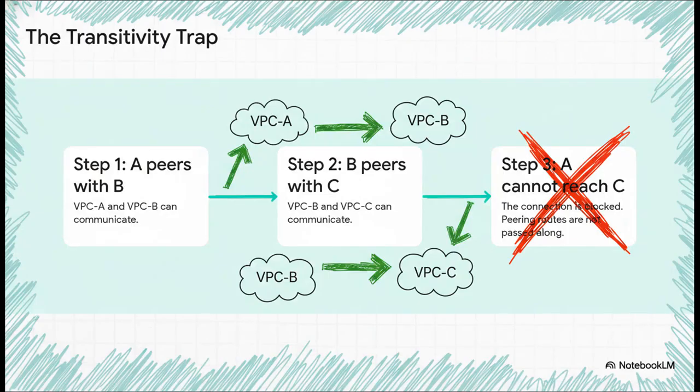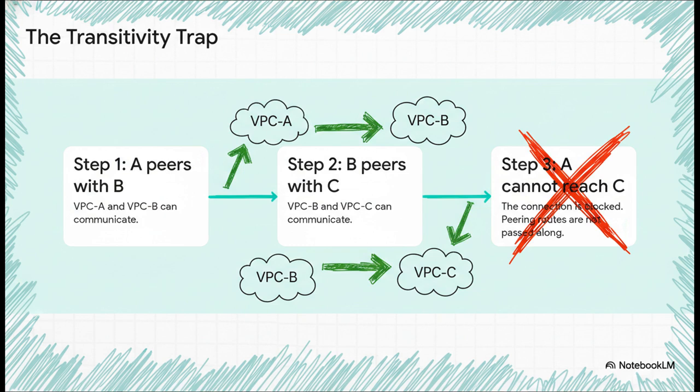Okay, take a look at this. Let's say VPC A is your development network. You peer it with VPC B, which might be a central hub for shared services. Cool, A and B can talk to each other. Now that same hub, VPC B, is also peered with VPC C, which is your production network. So B and C can talk. Now you would naturally think, great, my dev network A can talk to my production network C by just going through the hub B, right? Nope, wrong.